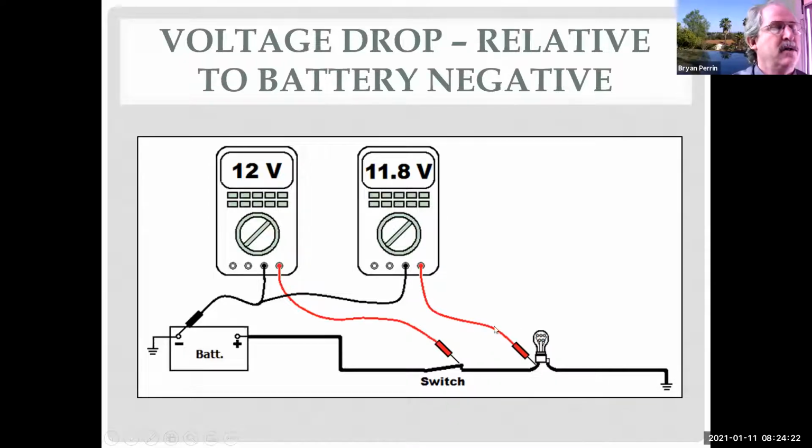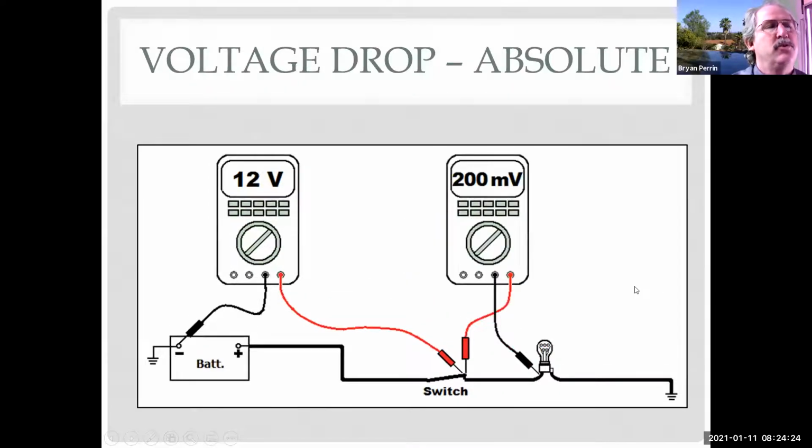But here I'm testing the ground. Another way of testing is between 2 points. So here I'm between, which is what we're going to do today. So here I'm between the battery and the switch, and then I'm between the switch and the light bulb. So between the battery and switch, I got all my 12 volts. Between the switch and the light bulb, I'd like to see 0, but I have 200 millivolts. That means we use 200 millivolts between here and here, or the difference in voltage between these 2 test points is 200 millivolts.